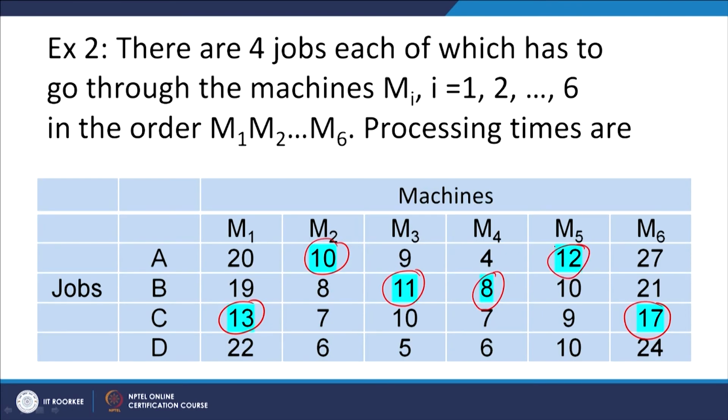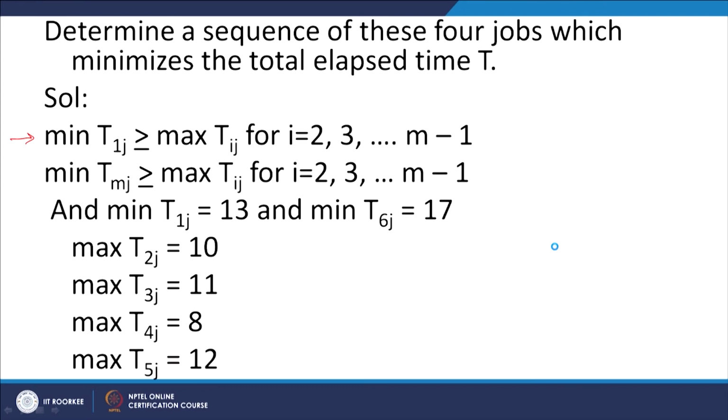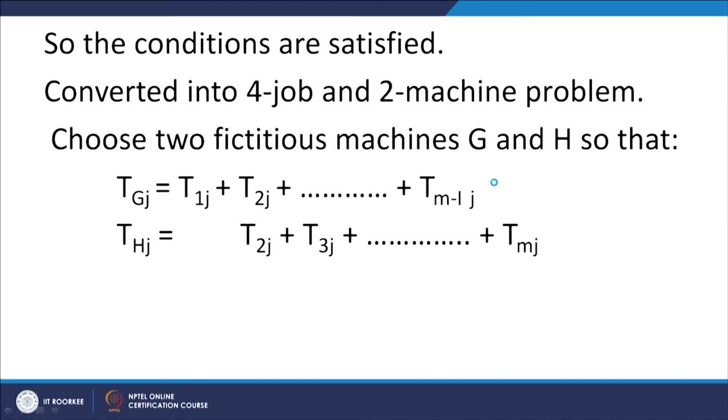So, once we have identified these entries, let us see whether this condition is satisfied or not, and similarly whether this condition is satisfied or not. And we find that the conditions are satisfied, and therefore, now we can convert this problem into the 4 job and 2 machine case. Therefore, we will have 2 fictitious machines G and H such that we can calculate their times as follows.